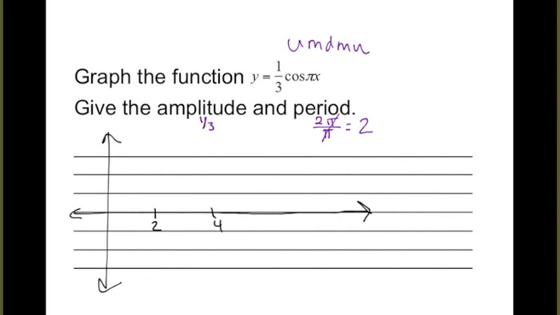Then I'm ready to plot out some points. This is cosine, so it's going to start in the up position, but only up 1/3. Above 2, it's going to be up 1/3. And right in the center of that, where 1 would be, is going to be down 1/3. And that's to go through the middles.